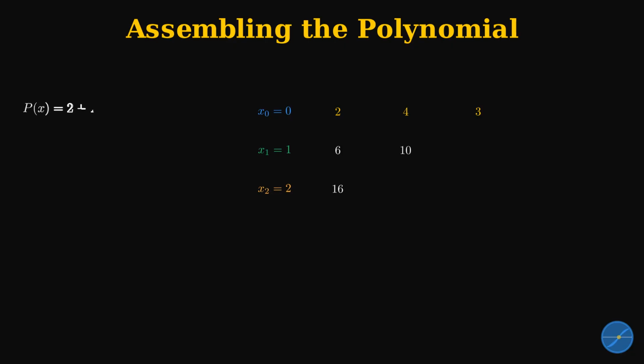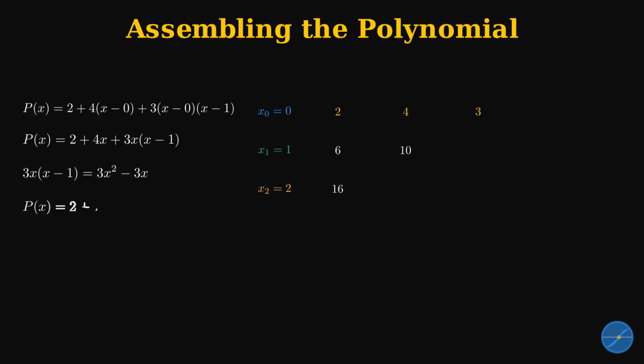Now build the polynomial. Take the coefficients and hang each one on its factors. Clean up the x minus 0. That's just x. So 4x and 3x times x minus 1. Open the last piece. 3x times x minus 1 is 3x squared minus 3x. Put it all together. 2 plus 4x plus 3x squared minus 3x. Collect the x terms. 4x minus 3x is 1x, and we are done.